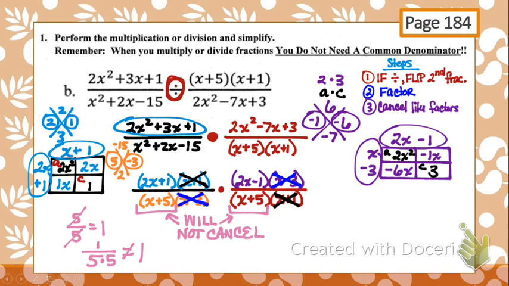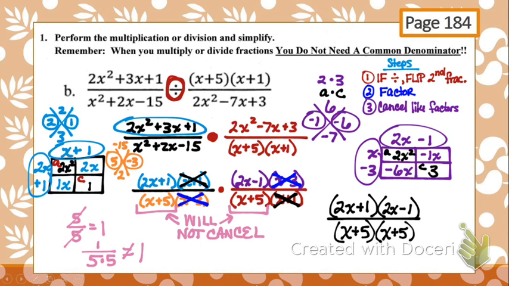So to be done, I'm just going to write down what I've got left over. What do we still have in our numerator then? 2x plus 1 and 2x minus 1. That reminds me of a difference of two squares, huh? What do we have down in the bottom? x plus 5. Just once? Twice. Twice, so I have to write it down both times. That would be my final answer.